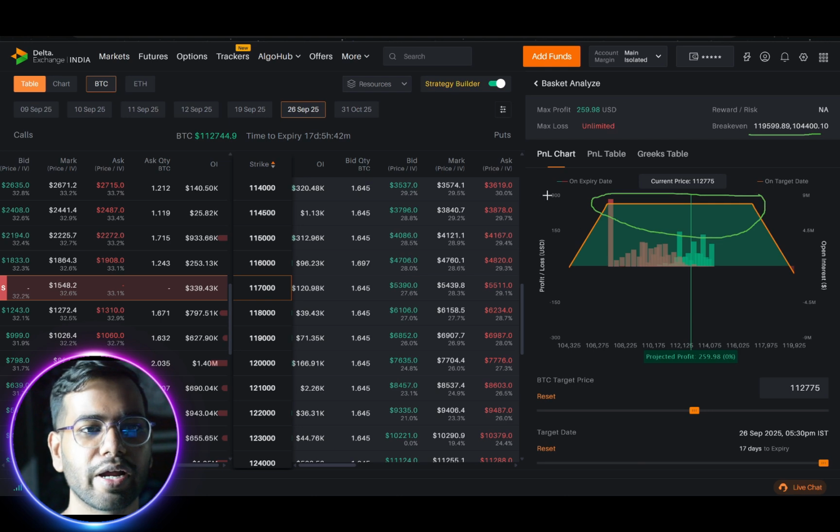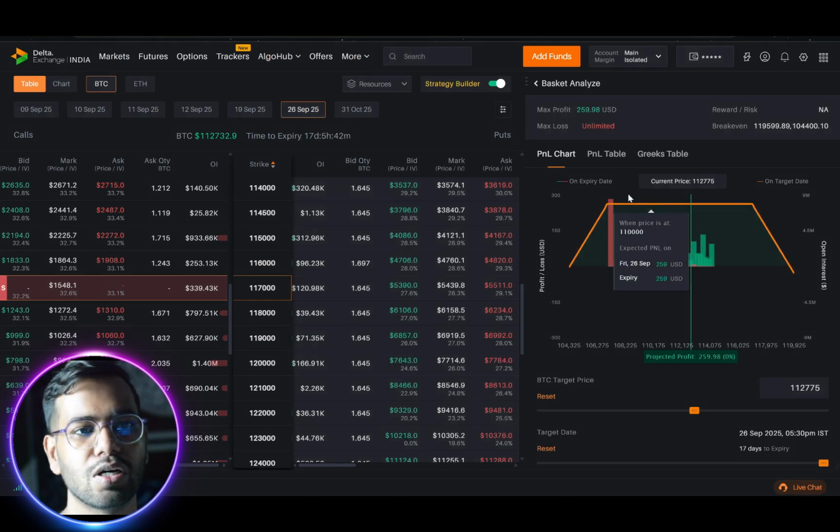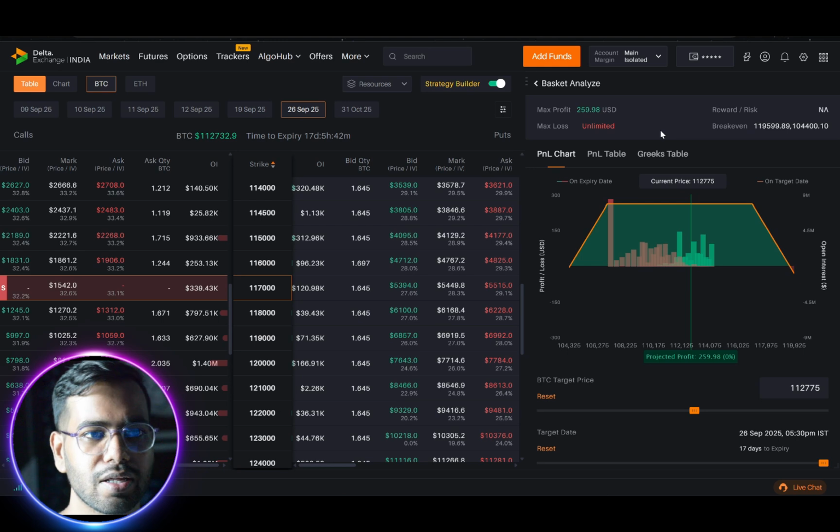Bitcoin will get a big range to trade in, and the market will remain under this range. There is a high probability that the market will remain under this range.